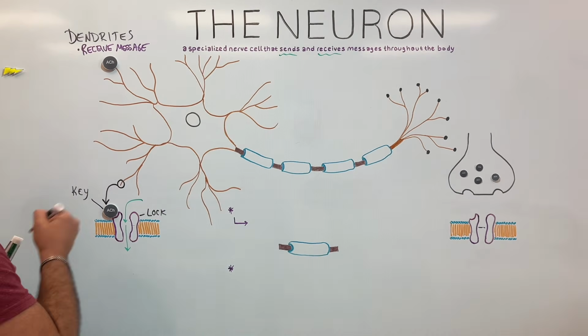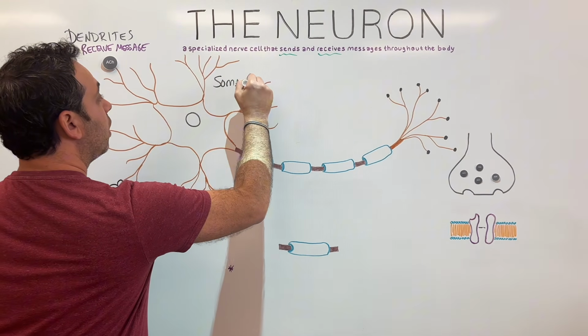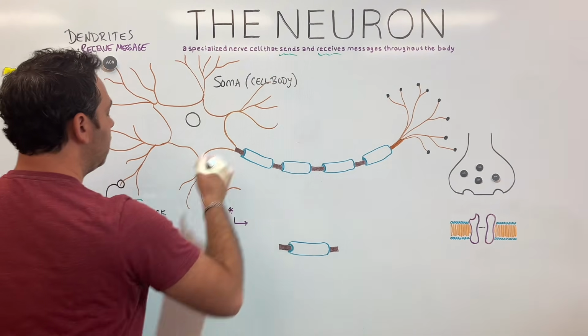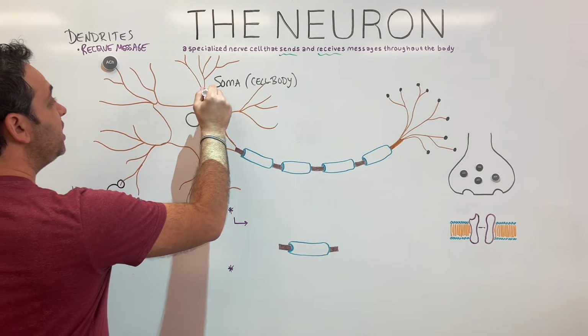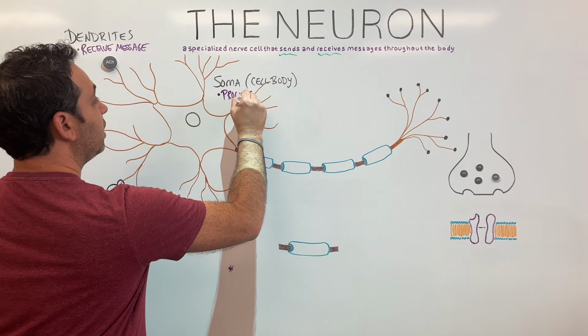The other main part of a neuron is what we call the soma. The soma, or, you've probably heard this before, the cell body. The soma or the cell body. What does this do? Well, instead of receiving the message, this is going to be more of the interpreter. It's going to process the message.